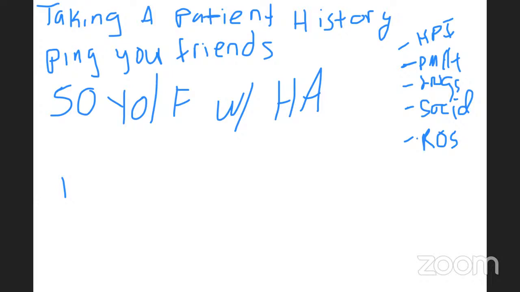I know it's not strictly about the history, but the expectations of the patient as well, and the immediate concerns that they have. That is a great point. Very good. So anyone have anything else to add? So we have history of present illness, past medical history, drugs, social history, review of systems, expectations, and anything else?